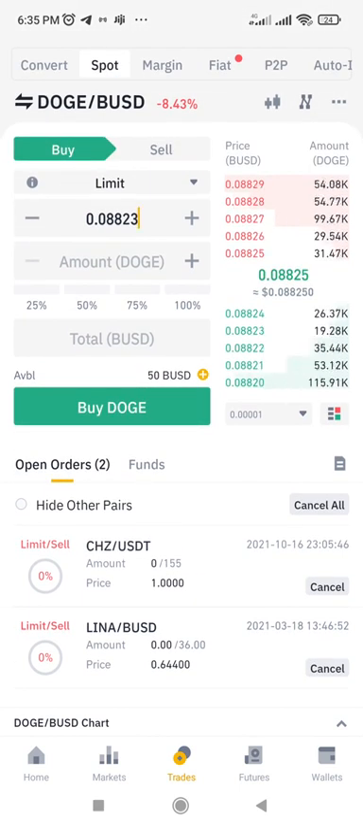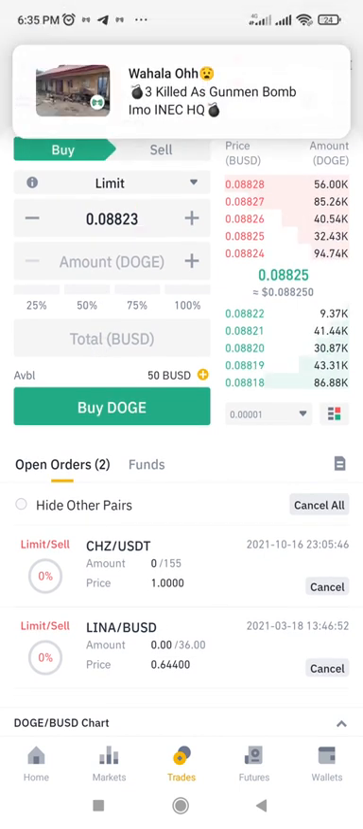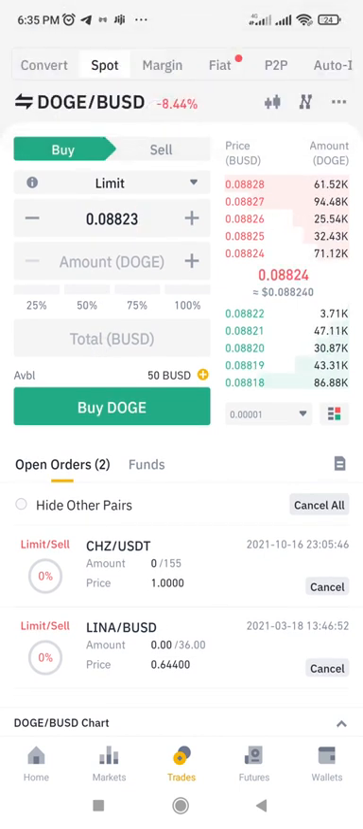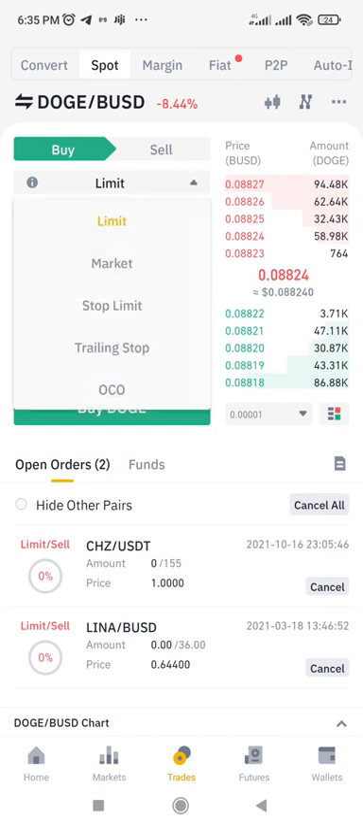When you click on it, it's going to bring you to the spot place, which is the trade section, where you are going to put the price. For instance, here we have different options. We have the limit, we have the market, stop limit, trailing stop, and we have the order cancel order. The major ones you are going to need as a not so frequent trader are the limit and the market price.